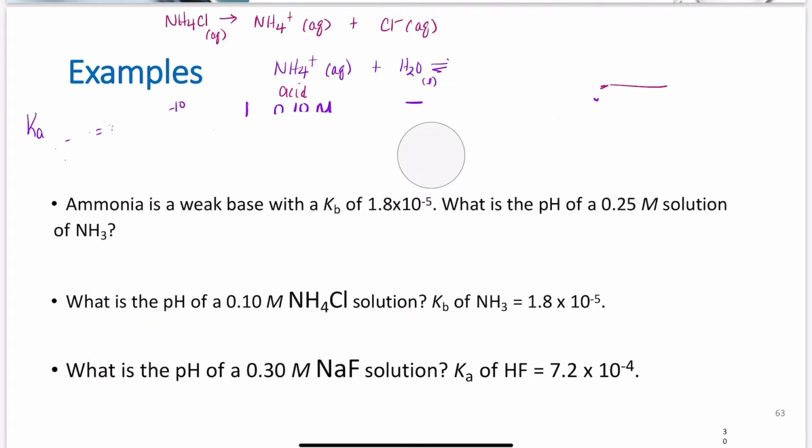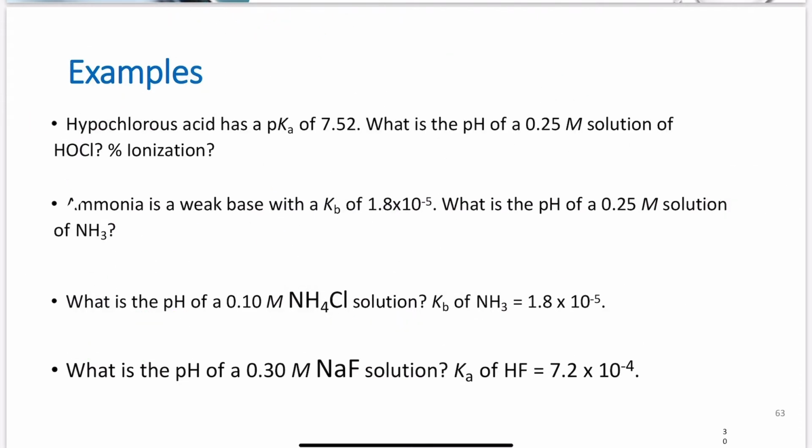So erase all of that. Okay. Last question on this slide. What is the pH of a 0.3 molar NaF solution? It gives me the Ka of HF, which is 7.2 times 10 to the minus 4. Okay. One trick that you can recognize here is that with NH4Cl, I give you NH3.